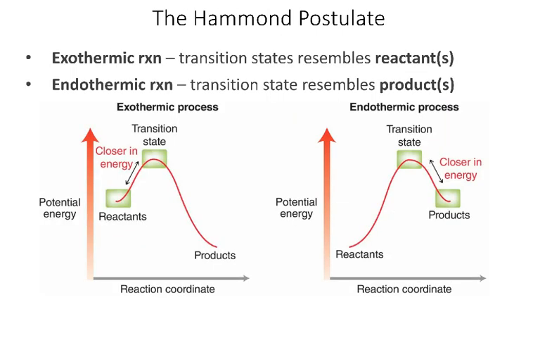And so the Hammond Postulate allows us to make predictions about what the transition state should look like for a particular reaction. In the case of an exothermic reaction, the transition state is closer to the reactants than it is to the products. Therefore, we would expect the transition state to more closely resemble the reactants than the products. Conversely, in an endothermic reaction, the transition state is closer in energy to the products. And so for an endothermic process, we would expect the transition state to be more similar in structure to the products than to the reactants.